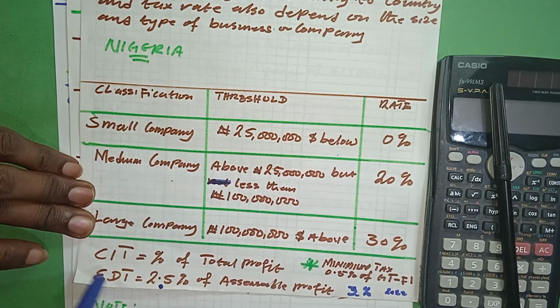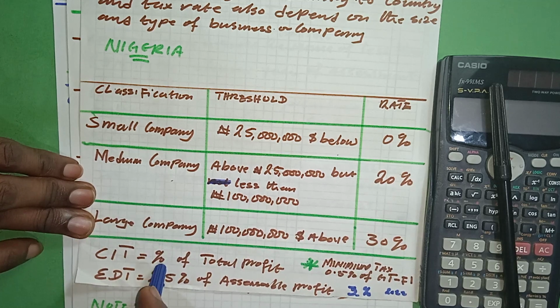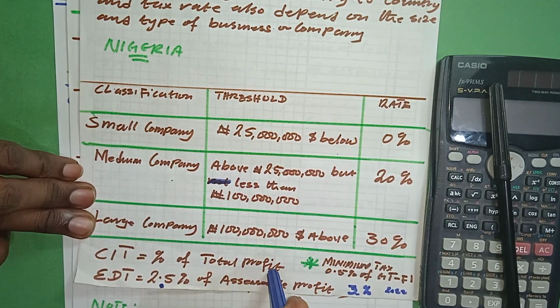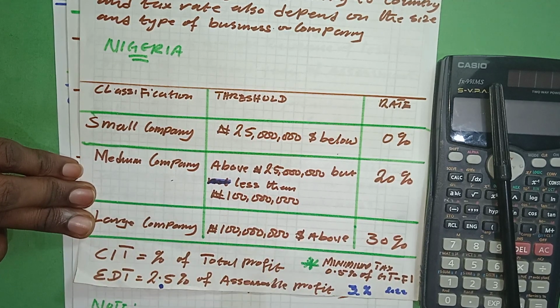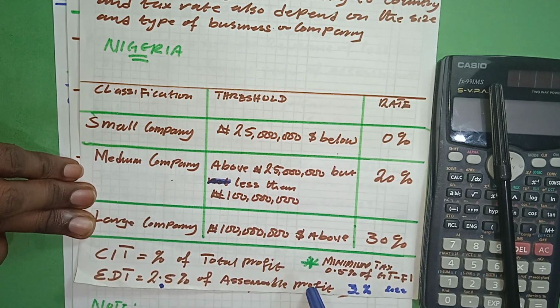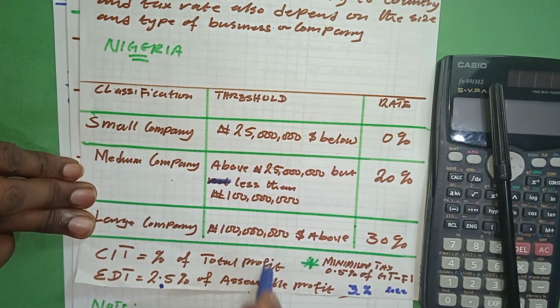When computing CIT, it equals a percent, whichever percent you fall in of your total profit. There is a way we'll compute it. We'll get there. I'll show you the format. Then EDT is 2.5% of assessable profit. These two things are different. I'll explain it when we get to the format.